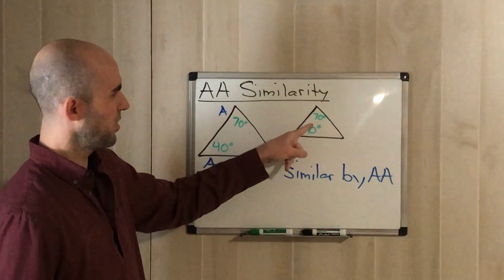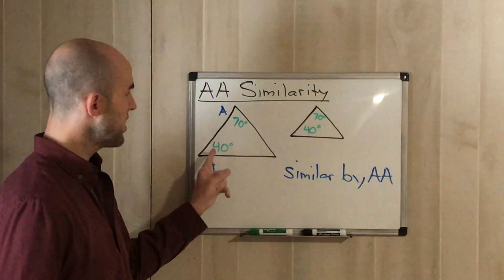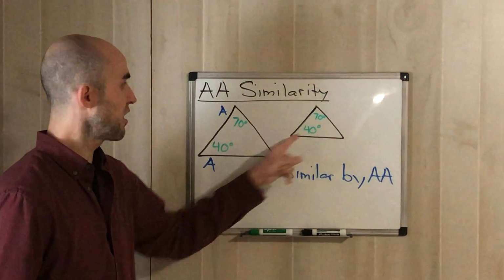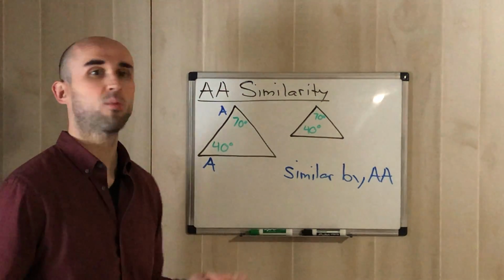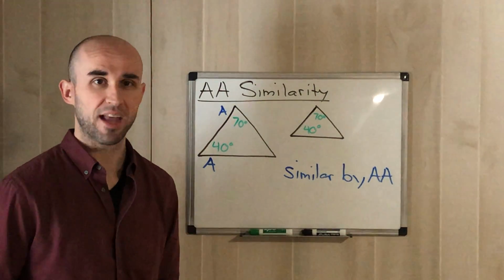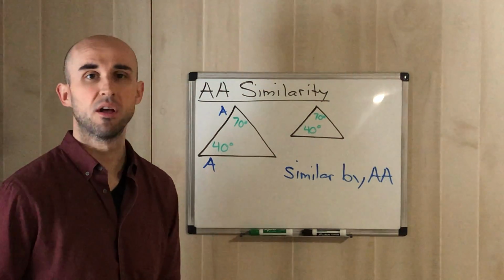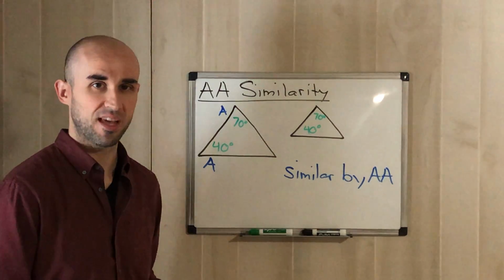40 plus 70 is 110, so that's 70. So when we have 2 angles, automatically the third one's always the same. So that's why we only need 2 and we don't need 3 angles. Because if 2 angles are the same, automatically the third one's also the same, it's congruent.